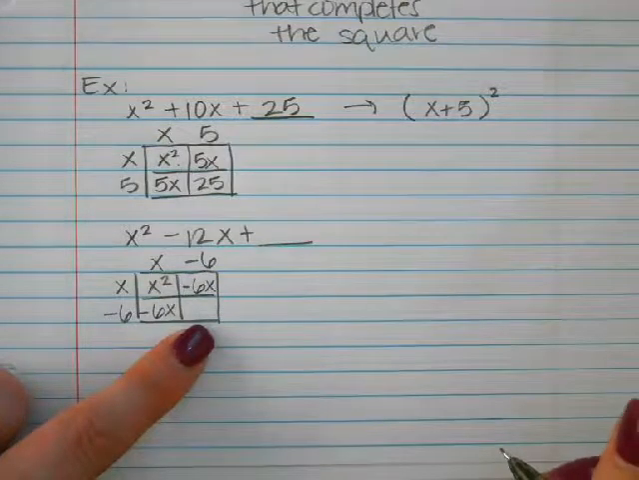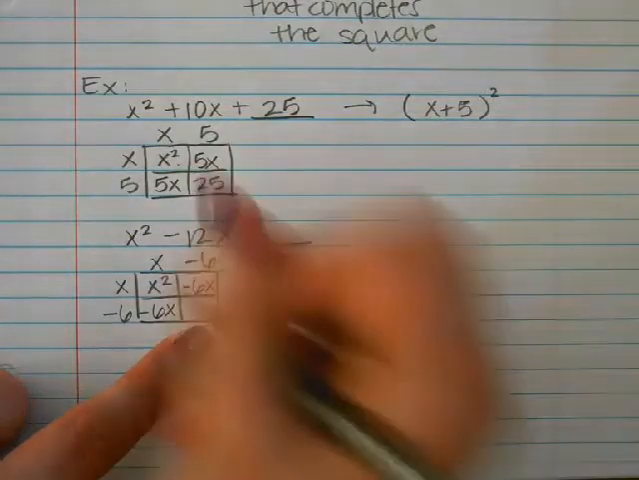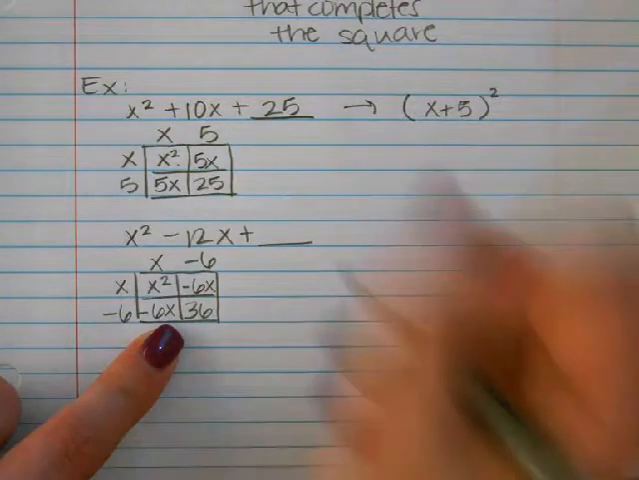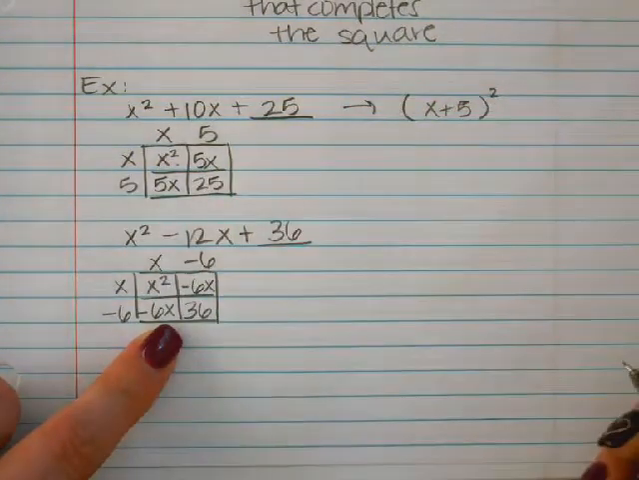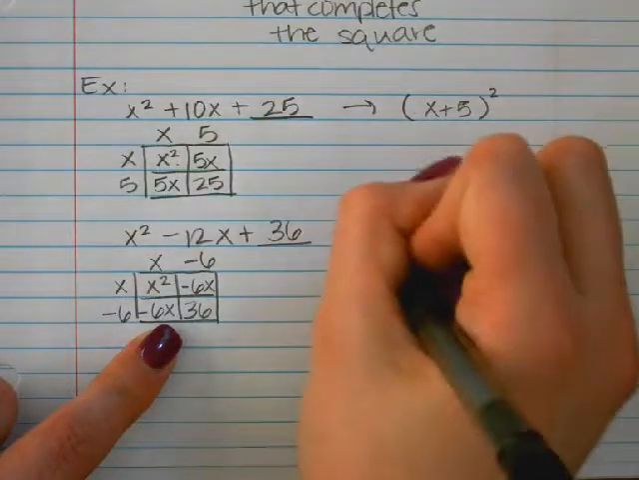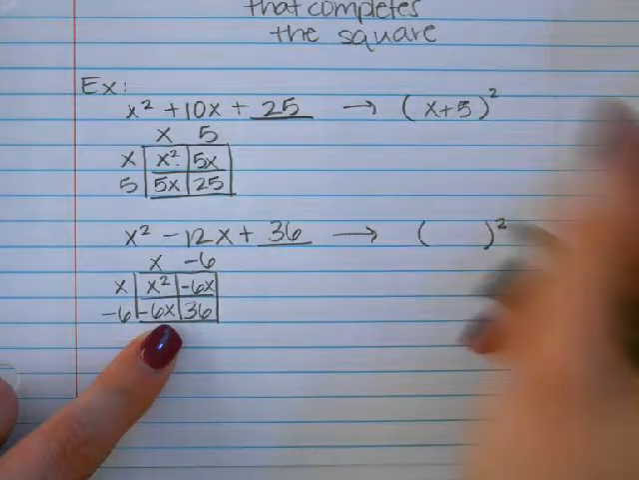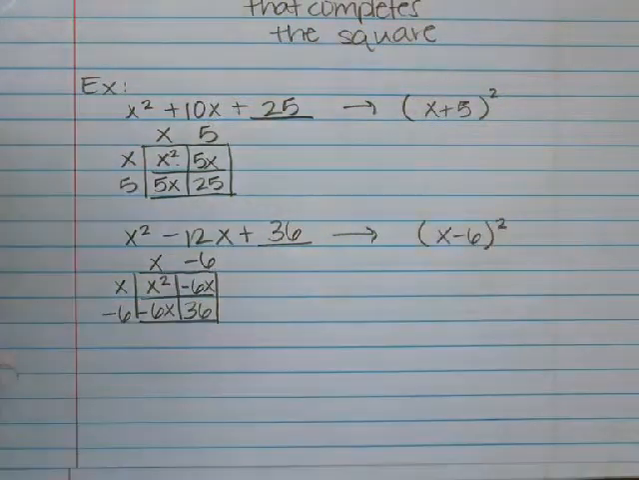And what number would complete the square? 36. You guys notice it's positive 36 because you have a negative times a negative. So positive 36 is the number that completes the square. And then what is our completed square? X minus 6 squared.